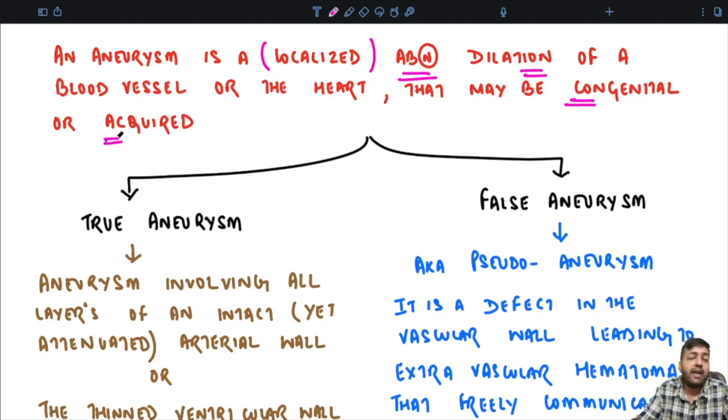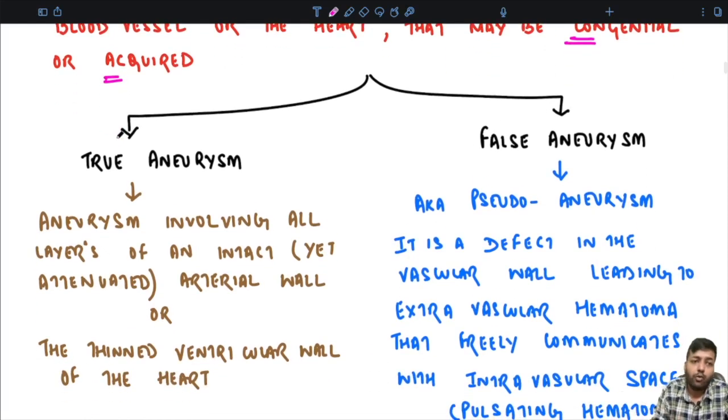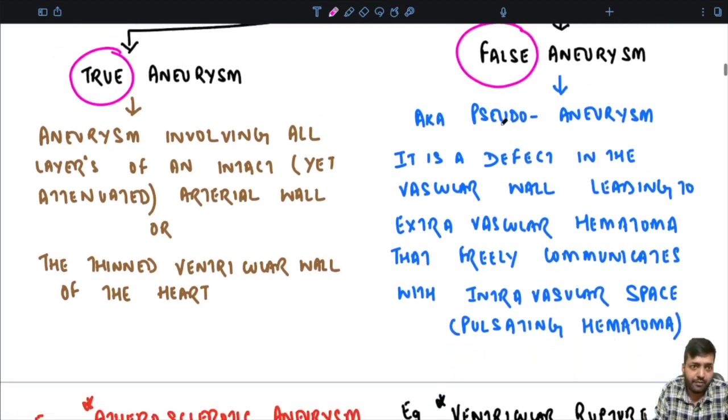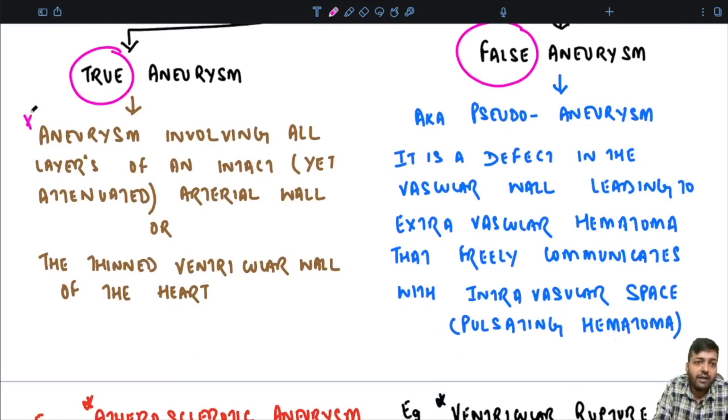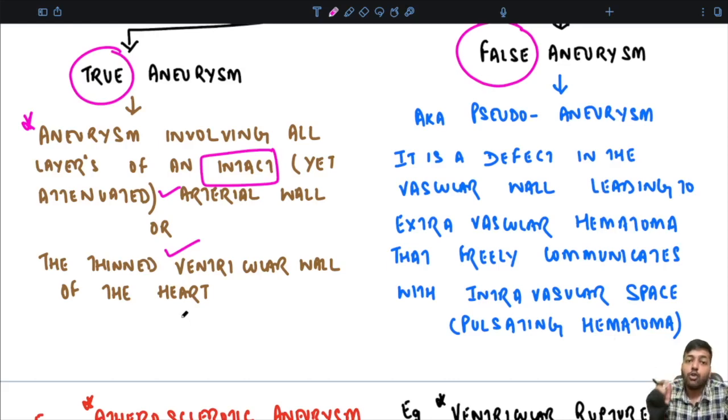How do you classify aneurysms? Aneurysms can be of two types: true aneurysm or false aneurysm. Always remember that whenever the aneurysm involves all the layers of an intact arterial wall or the ventricular wall of the heart, then it is called a true aneurysm. In the true aneurysm, there is dilatation involving the layers of the arterial wall or the heart, but the condition is that the layers should be intact.